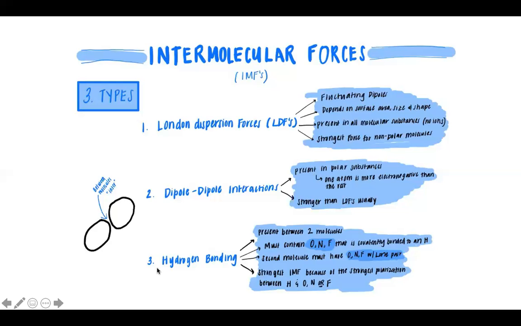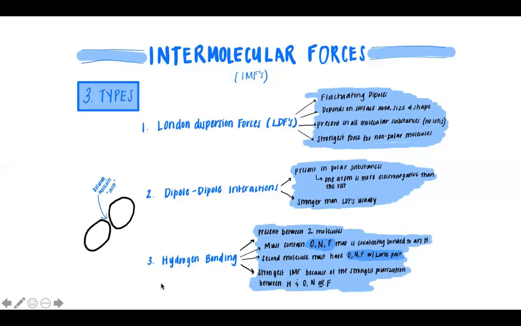The next IMF are dipole-dipole interactions. These are present between molecules that are permanently polar. A molecule is permanently polar when there is one atom within the molecule that is more electronegative than the rest of the atoms. So because this atom is more electronegative, it is going to be drawing the electrons, making that atom partially negative and the rest of the molecule partially positive. The dipole-dipole interactions are generally stronger than LDFs.